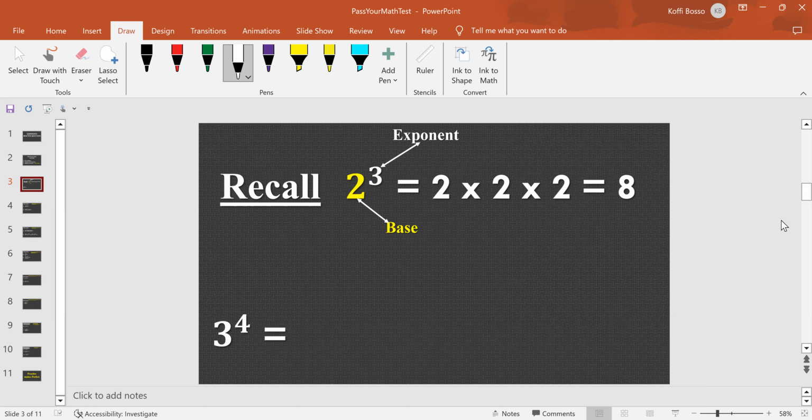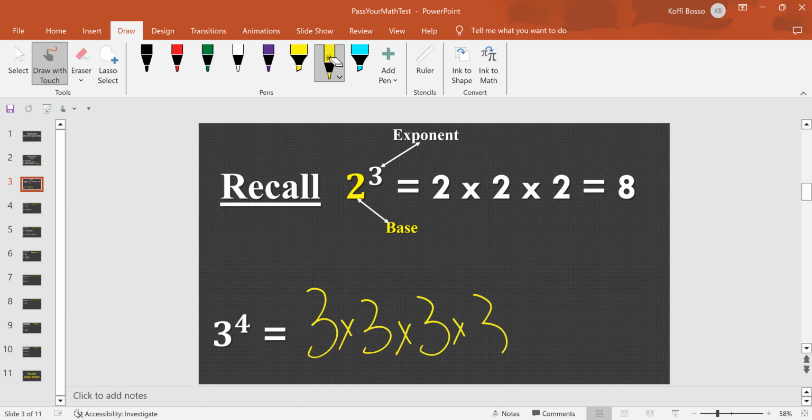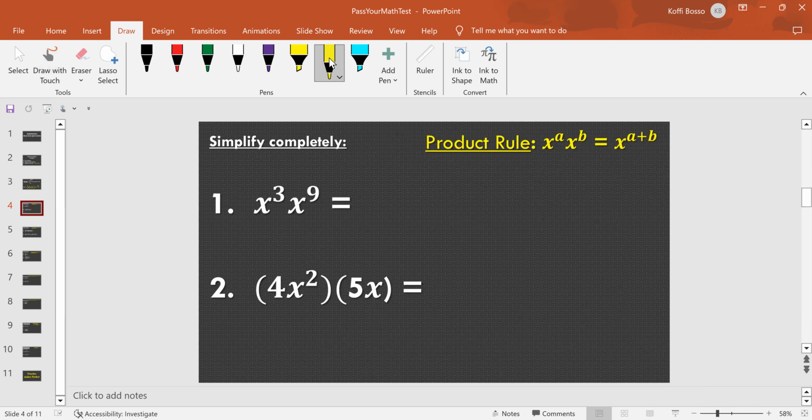Therefore, if you want to do 3 to the fourth power, we're going to say 3 multiplied by 3 multiplied by 3 multiplied by 3. So we multiply 3 by itself, repeating this 4 times. That gives you 81. Okay, so let's see some practice questions.